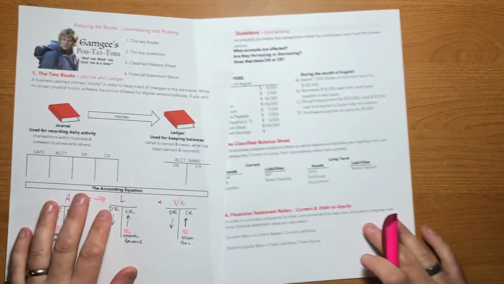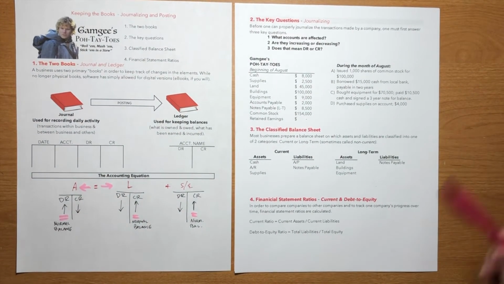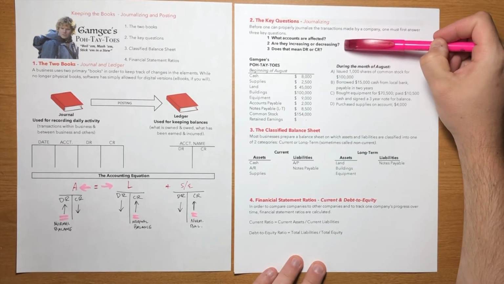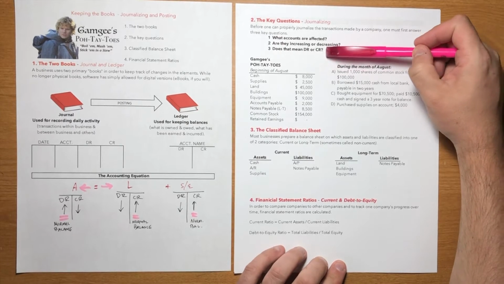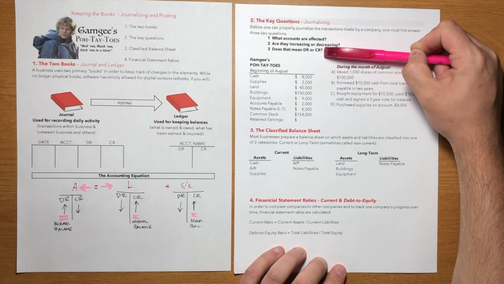So the next page here talks about the key questions. The key questions when recording stuff in our journal. The first thing we have to know is what accounts are affected. The second thing we need to know is, is that account going up or down because of what happens? And then the third thing we have to understand is, does that mean we debit or credit that account?